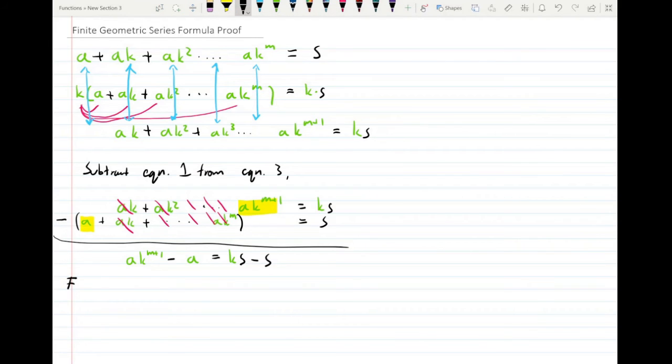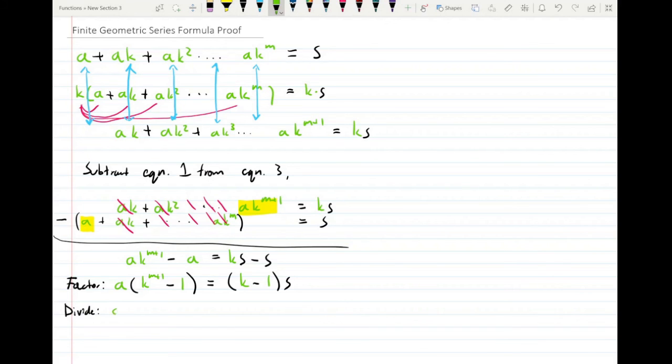I'm now going to factor both sides. On the left side, I'm going to factor out A, and that will give me A times K to the M plus 1 minus 1. And on the right side, I'm going to factor out S, and that's going to give me K minus 1 times S. And finally, I'm going to divide both sides by K minus 1.